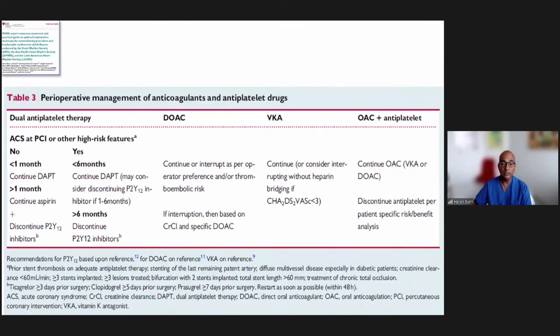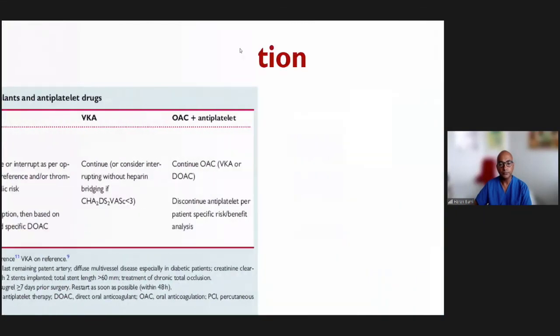Also, the perioperative management of antiplatelets and anticoagulants is really vital. So we no longer do heparin bridging. We really keep the patients on the oral anticoagulations, and if possible, we stop dual antiplatelet therapy if there are no high-risk features and if the PCI has been done after 1 to 6 months.